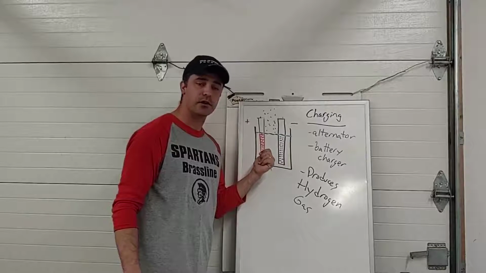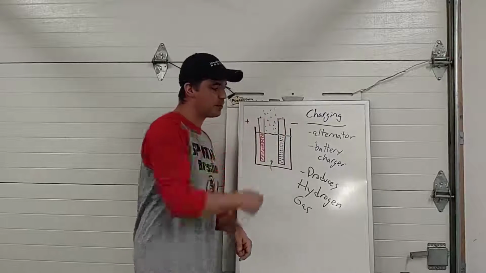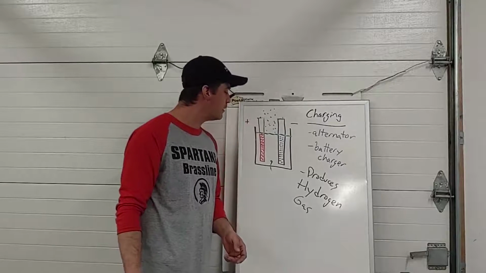A lot of techs like to wear rubber gloves when around batteries, not only because of the acid, but because of the lead in the plates. Lead, as you know, is poisonous. So just some precautions to be taken.